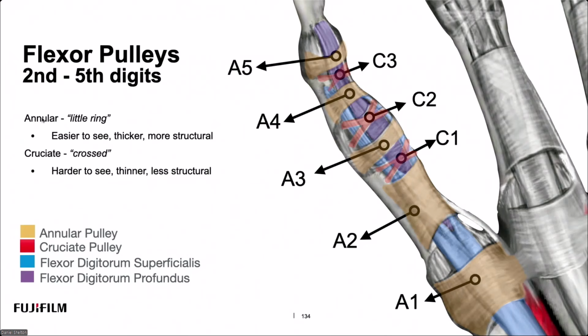A pulley, annular, means little ring. It's easy to see, it's thicker, and it's more structural. Cruciate, these are the C pulleys, C1, 2, 3, that means cross. And it's harder to see, thinner and less structural. Most people actually skip looking at these, and we would probably skip looking at them in the live demo, but use this as a reference.